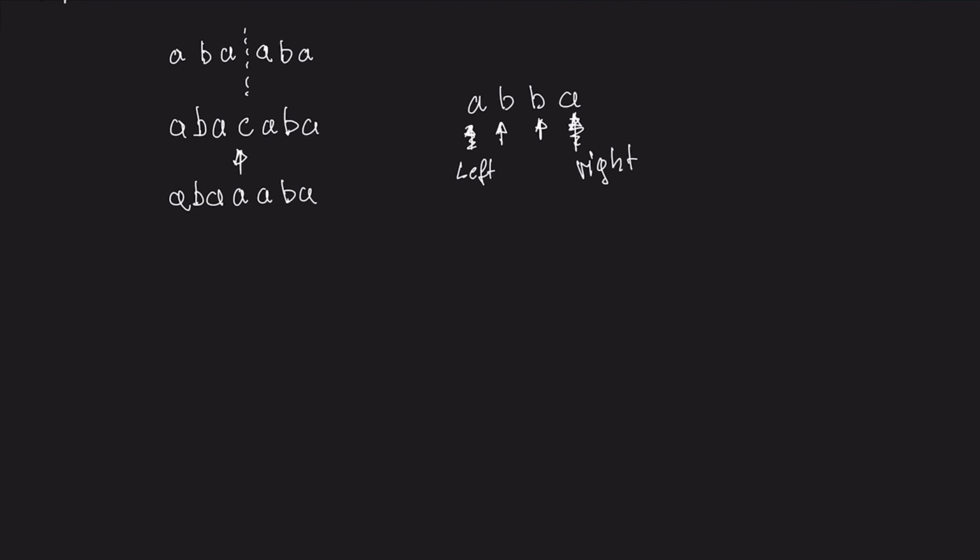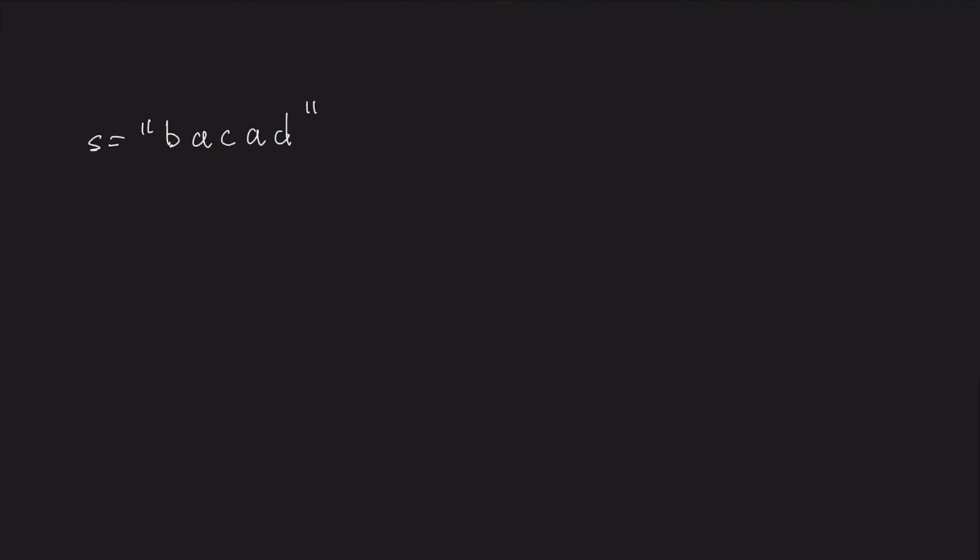To solve this problem, let's start from a simple brute force solution. And let's use the string BACAD as our example. The brute force solution will use the fact that we know how to check whether a string is a palindrome. So for a given string S, we can generate all possible substrings of that string. And for each of those substrings, we can check whether that substring is a palindrome.